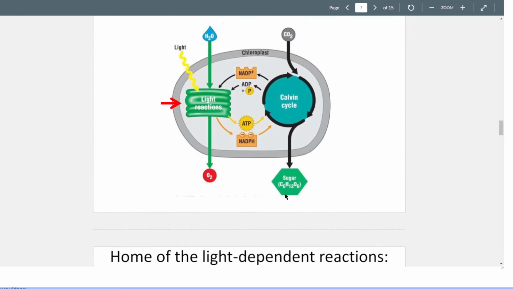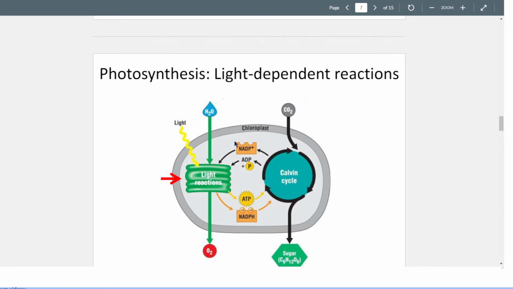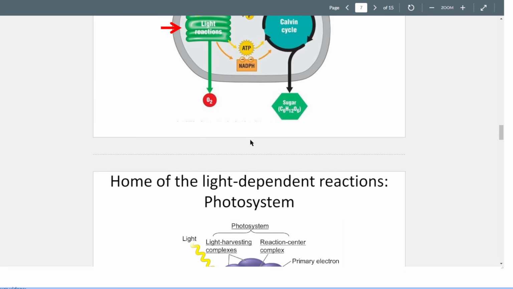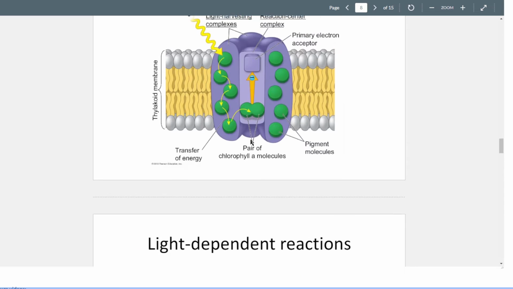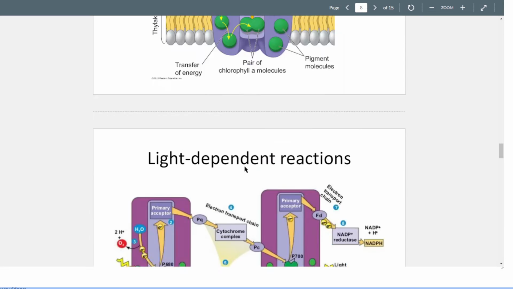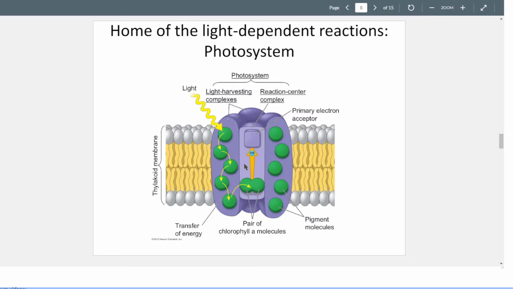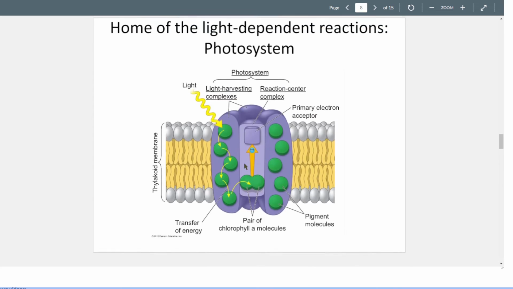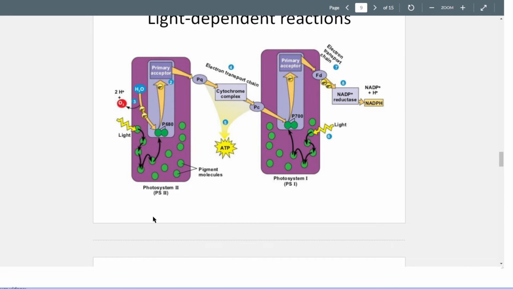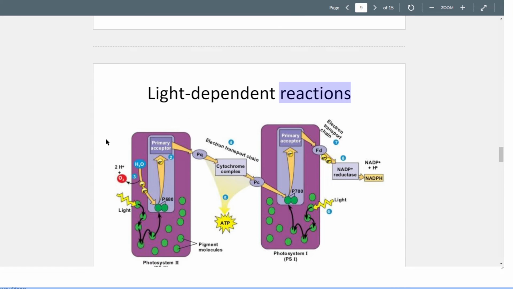Basically it tells you what products and reactants are needed for each specific reaction. I'm going to skip the diagram on page 8 and go to 9, because 9 is more complex. We have photosystem 2 and photosystem 1. The 2 goes first, then 1. Really bad naming, but let's start.